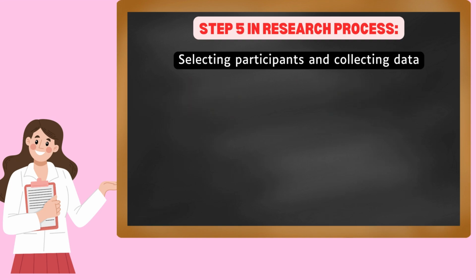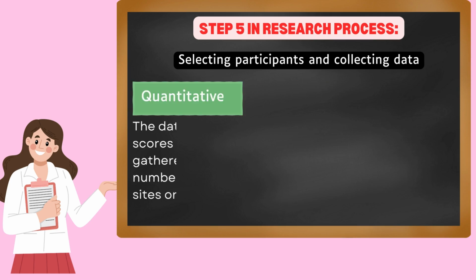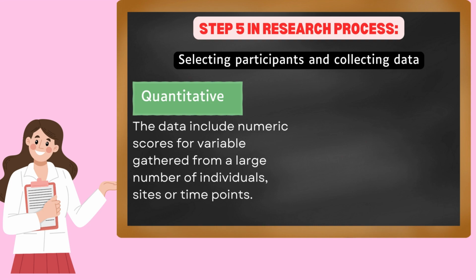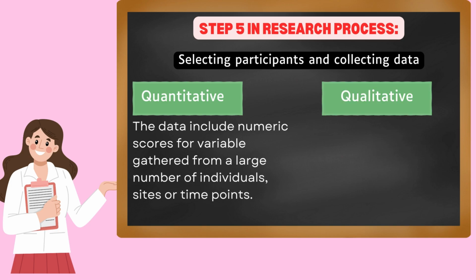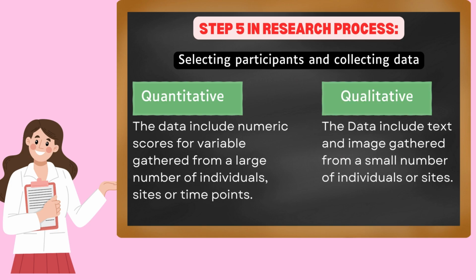Step 5 in research process. Selecting participants and collecting data. Under quantitative, the data include numeric scores for variables gathered from a large number of individuals, sites, or time points. Under qualitative, the data include text and images gathered from a small number of individuals or sites.